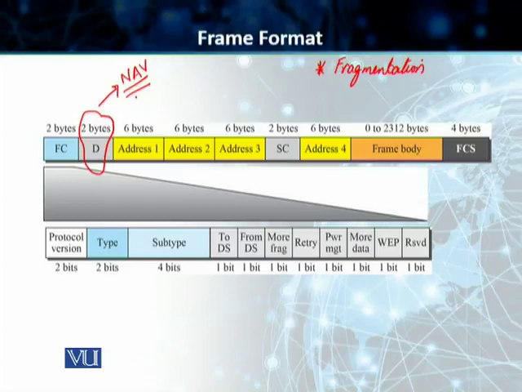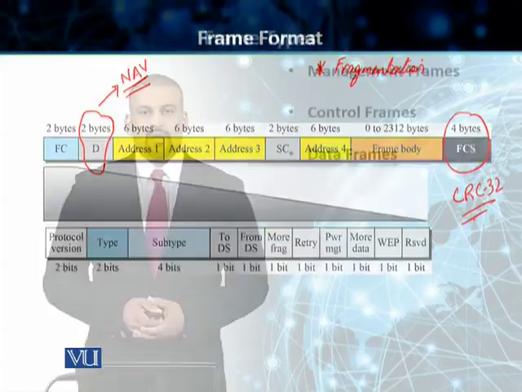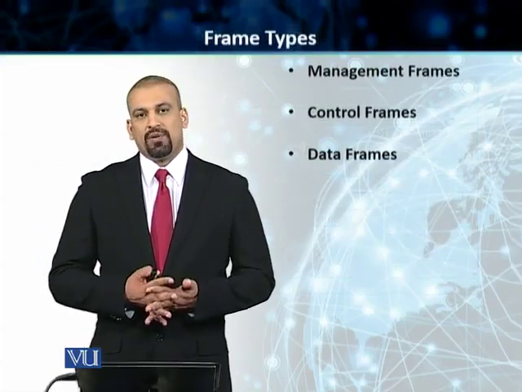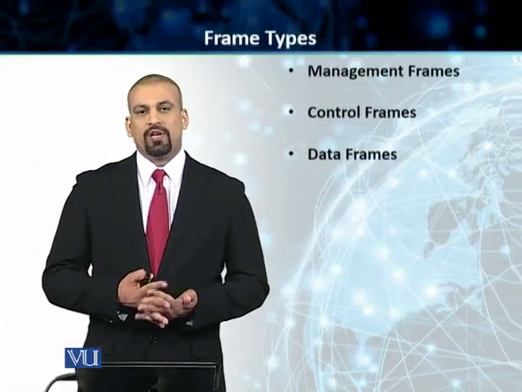Then you've got the frame body, which is between 0 and 2312 bytes, and it contains the information based on the type and the subtype field in the FC field of this frame. And lastly, students, we have got the frame check sequence, and it contains the famous all-time favorite CRC32 error detection sequence.